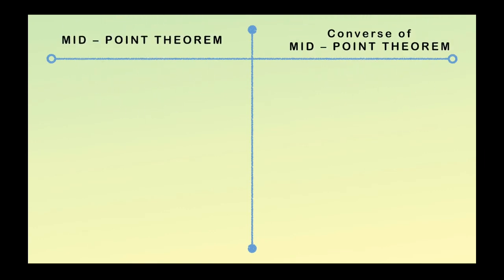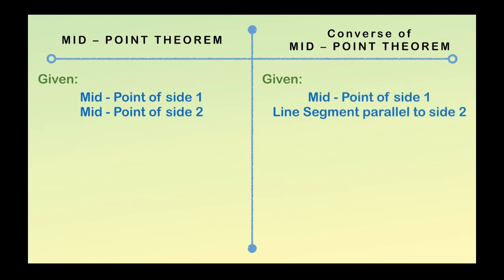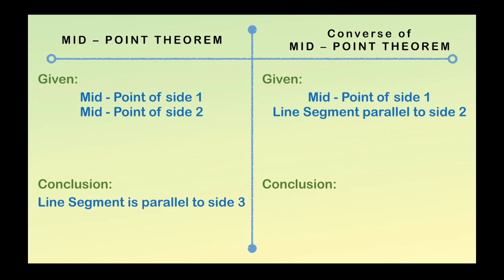Now let us summarize both of the theorems. In the midpoint theorem, the given information will be midpoints of two sides of a triangle, whereas in the converse midpoint theorem, the midpoint of one side and a line segment parallel to another side of the triangle will be given in the question. In the midpoint theorem, we conclude that the line segment joining the given midpoints is parallel to the third side and half of the third side of the triangle. And in the converse midpoint theorem, the point at which the given line segment meets the third side of the triangle will be the midpoint of the third side.